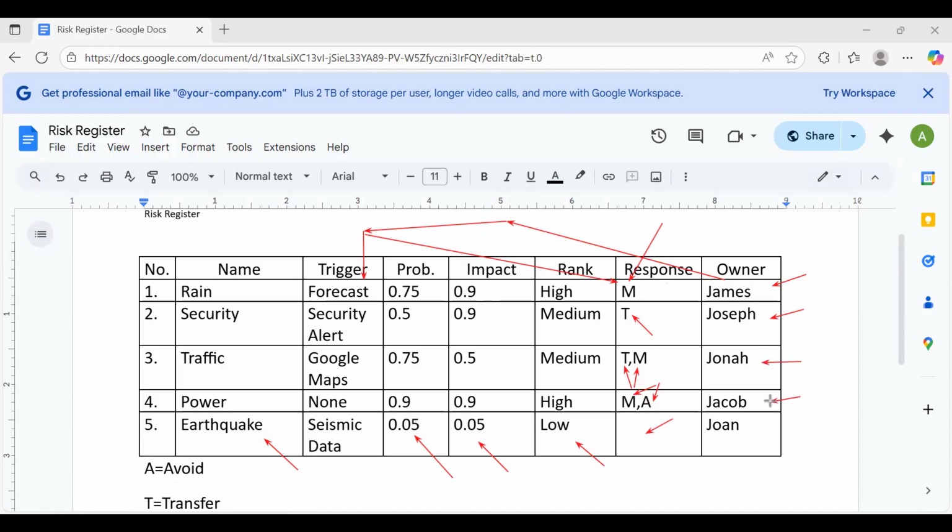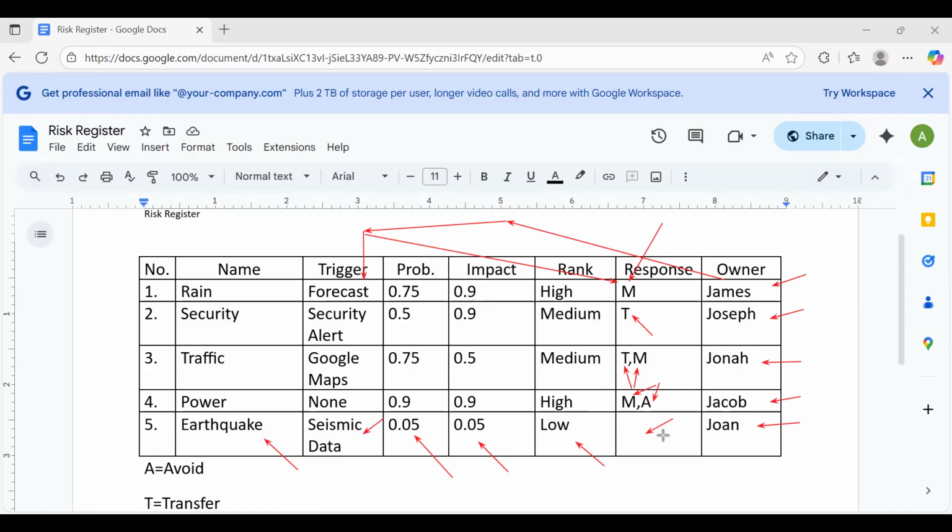Jacob is the risk owner for power. And Joanne is the risk owner for earthquake. But I thought we are not going to respond to earthquake. Yes, but Joanne can still monitor if changes happen. They can now develop a risk response.